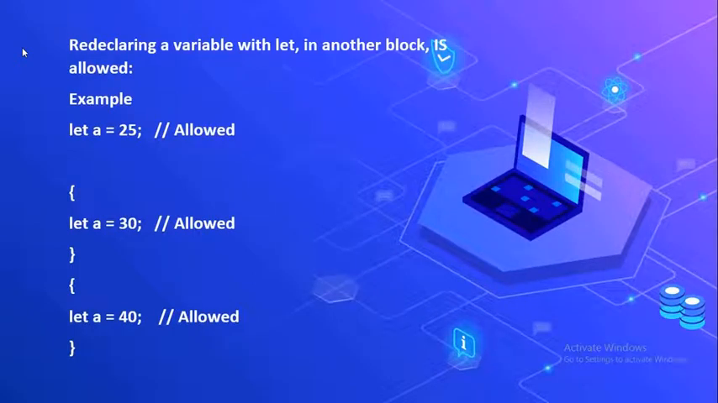Redeclaring a variable with let in another block is allowed. Example: let a = 25; this is allowed. Inside a block, let a = 30; this is allowed because the scope of this variable a is only in this block. In another block, let a = 40 is also allowed. This a is valid only in this block.